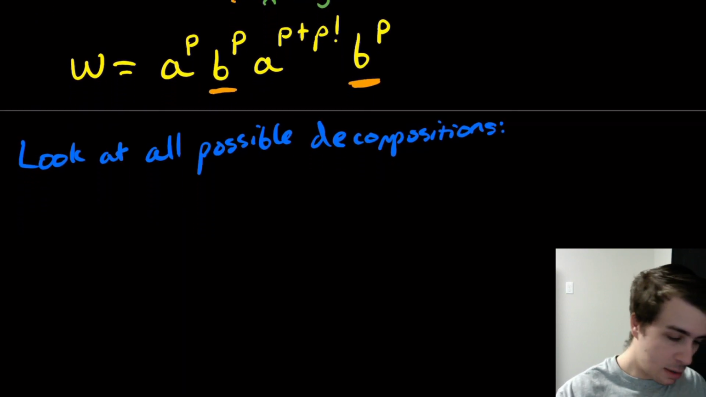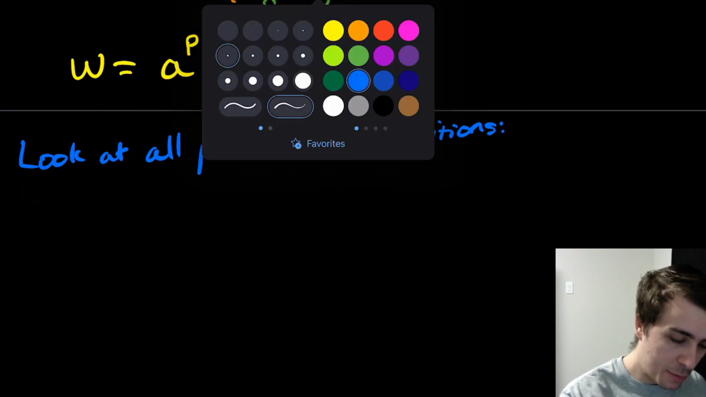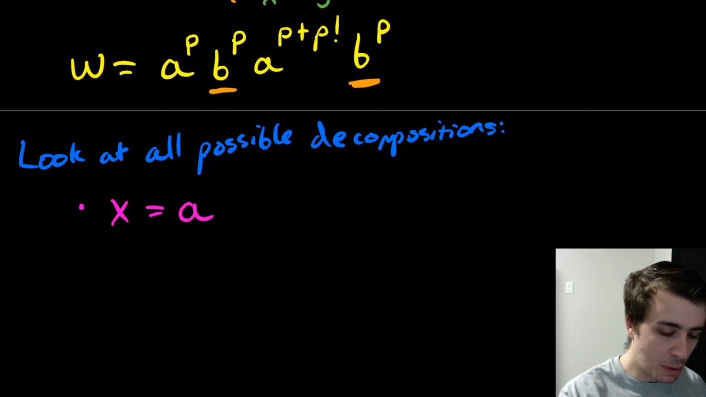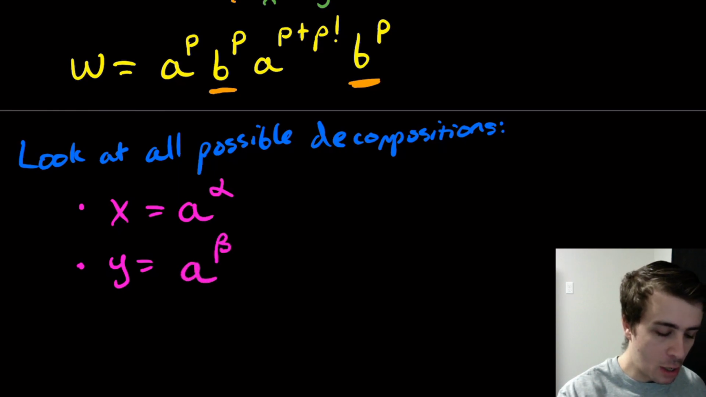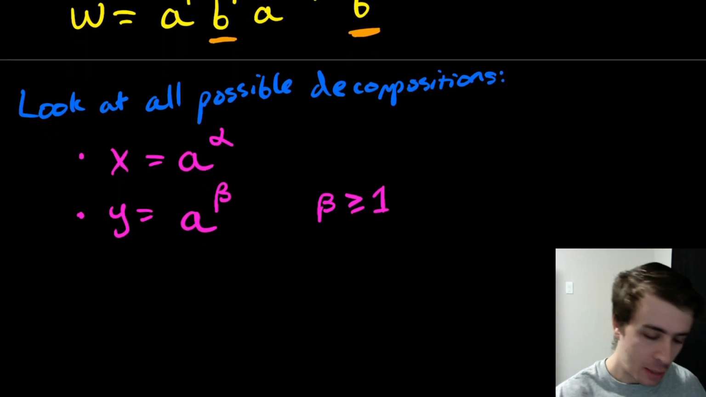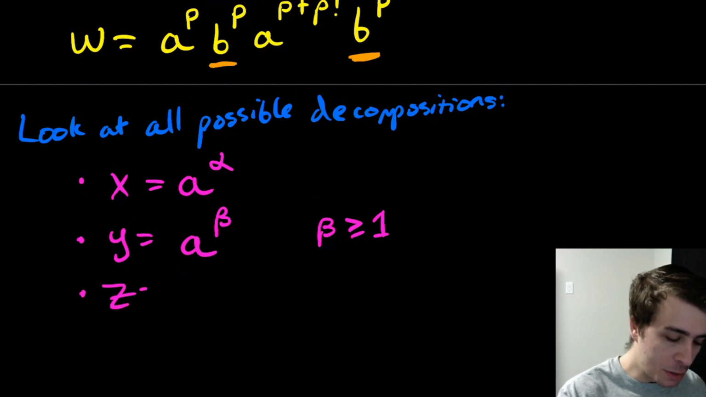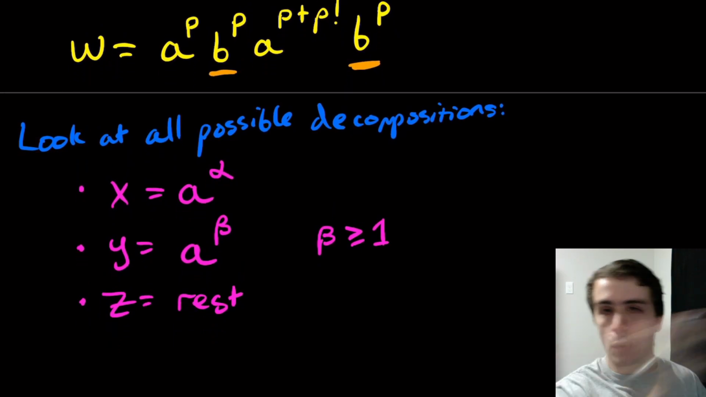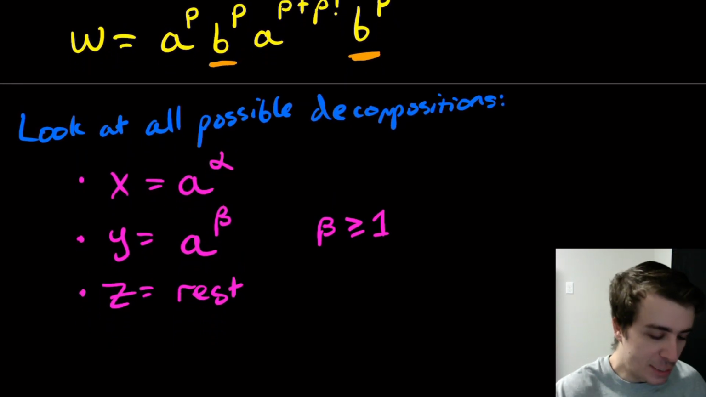And what we know is that for the three pieces x, y, and z, x is equal to some number of a's, I'm going to say alpha of them. y is going to have another set of a's, a to the beta, and note that beta is at least 1 because y has to be non-empty, the repeating part. I'm not going to write it all down. z is the rest of the string, whatever's left over, because that's the last piece.